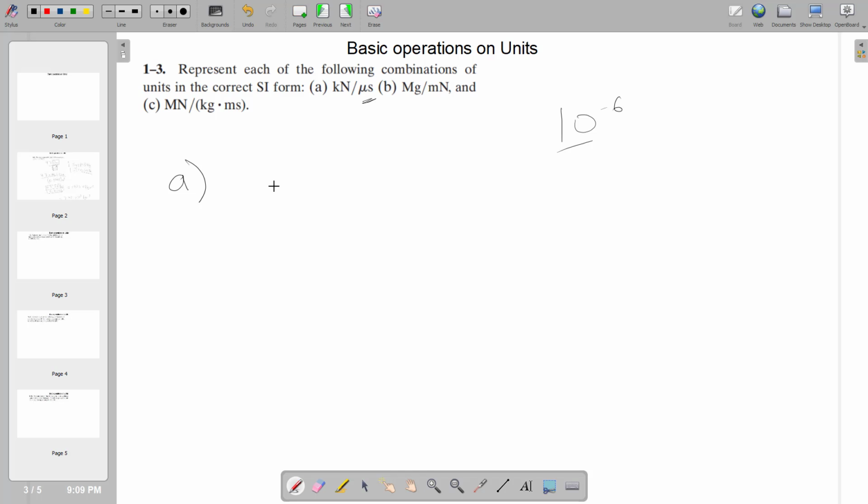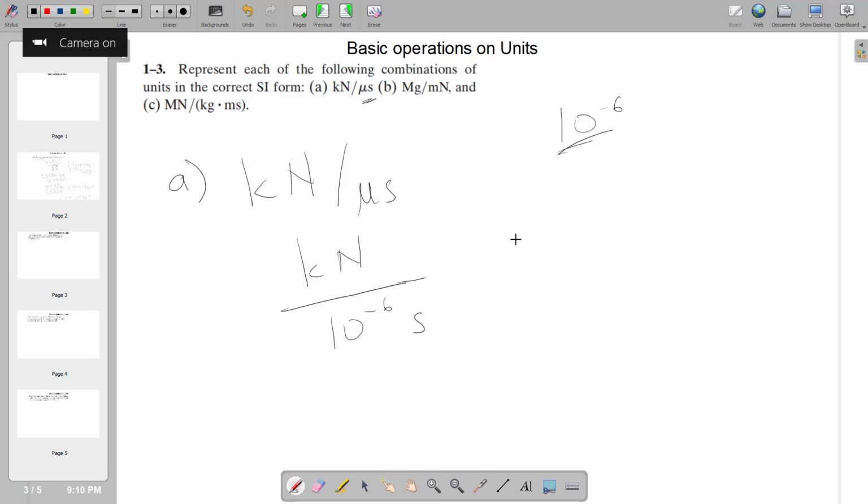So for A, kilonewton per microsecond, we know that micro has a value of 10 to the power negative 6. So kilonewton per 10 to the power negative 6 seconds. Now this 10 to the power negative 6, we are just moving it into the numerator. So it becomes 10 to the power positive 6 in the numerator. So we have kilonewton times 10 to the power positive 6 per second.